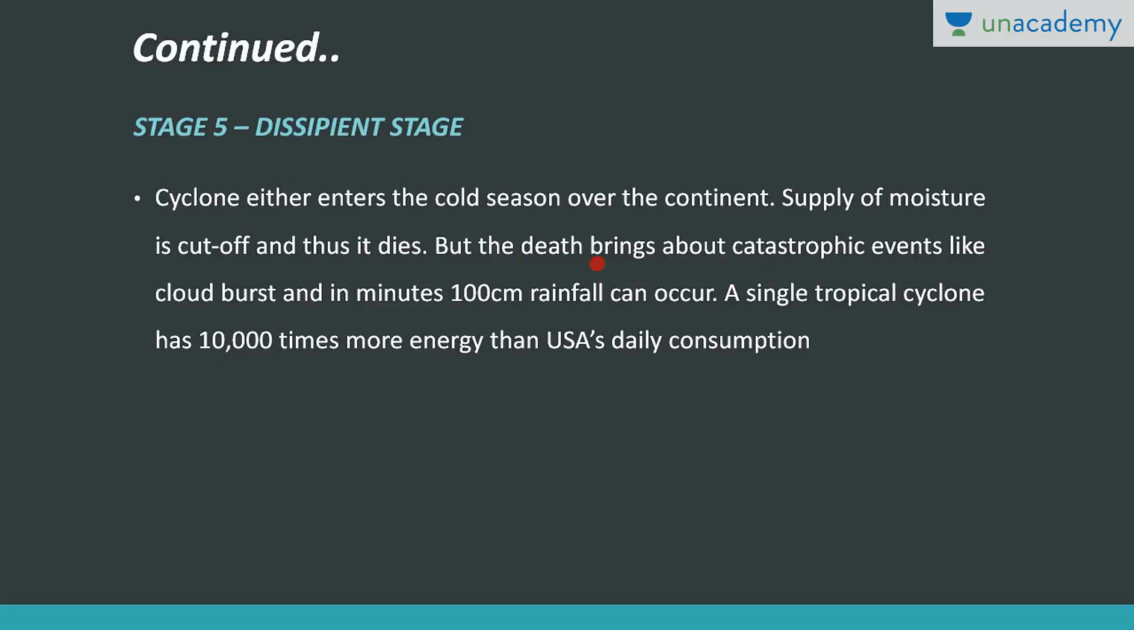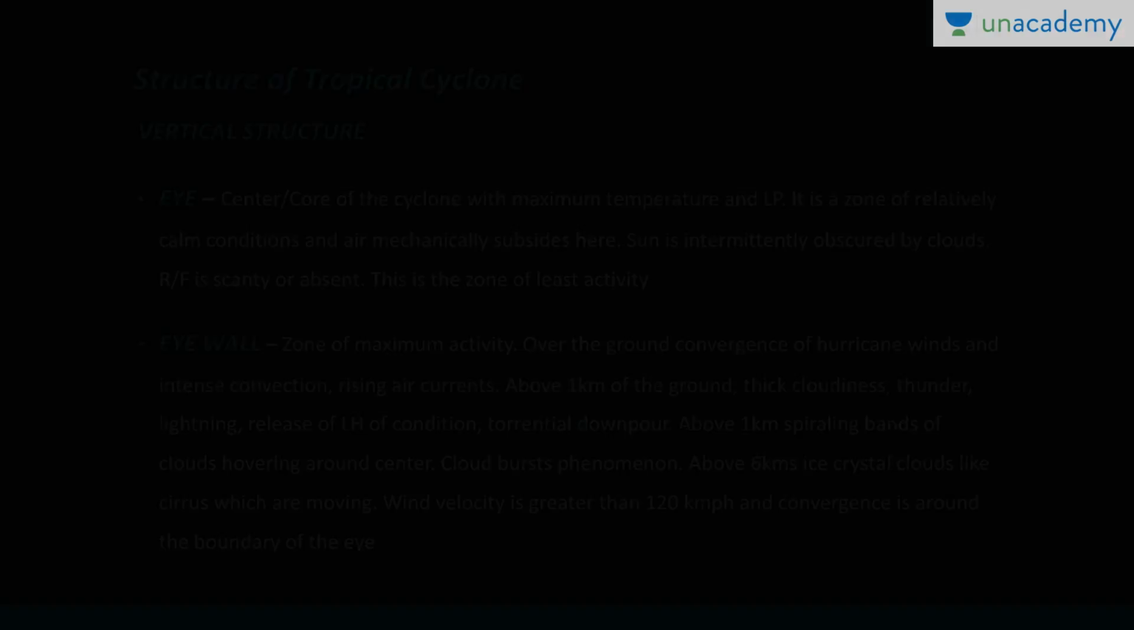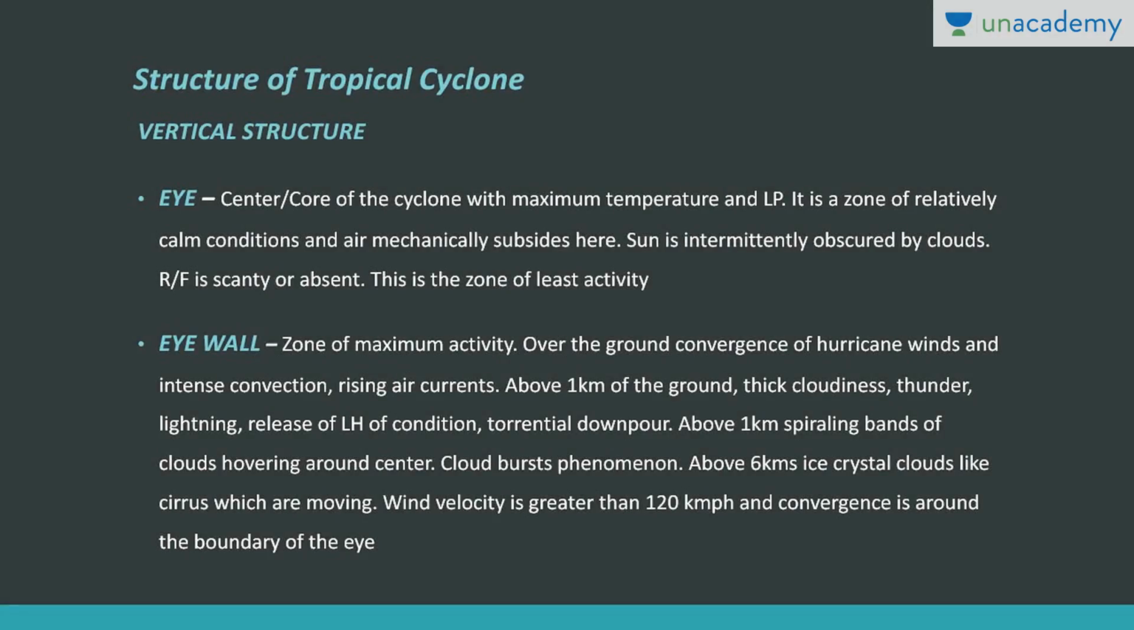Okay, but as it falls on the land, it brings about catastrophic weather events like cloudburst and high rainfall, up to the range of 100 centimeters within minutes, that can occur, right? So these are the 5 stages of origin of cyclone. Now in cyclone, we can also study the vertical structure of cyclone.